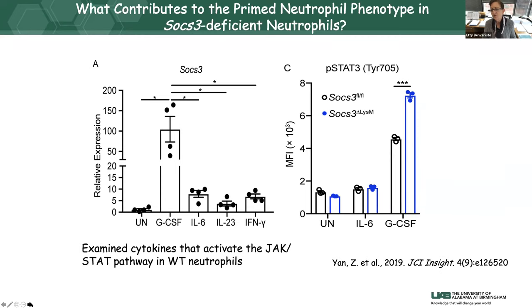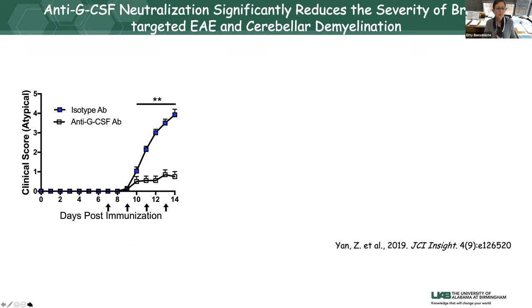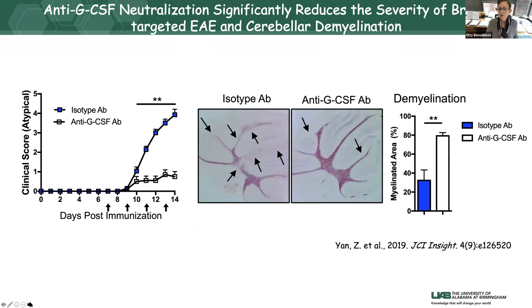And when we then tested neutrophils from our SOCS3 flox or our LysM-Cre mice, we can see that they're both responsive to G-CSF. And here we're looking at phosphorylation of STAT3, but you can appreciate that neutrophils lacking SOCS3 have an even more pronounced response. So this is nice. This is in vitro data. What is actually happening in vivo? So in this case, we used neutralizing antibodies against G-CSF, and again, you can appreciate an almost complete suppression of the clinical scores, again while we prevent demyelination.